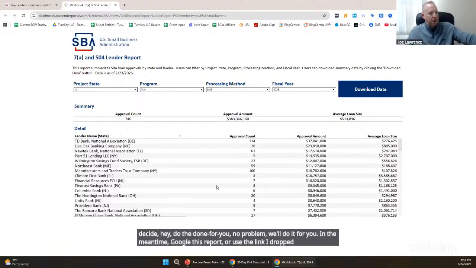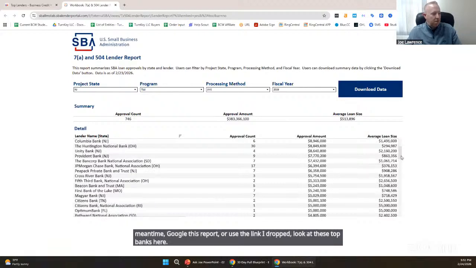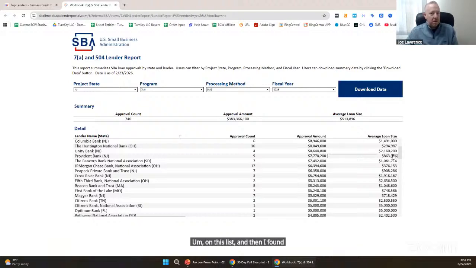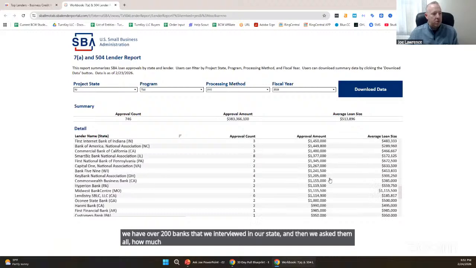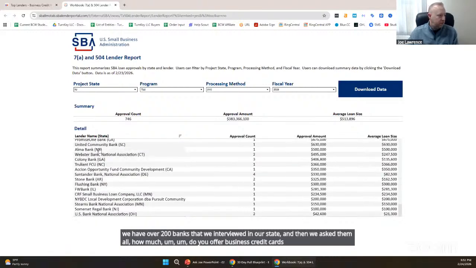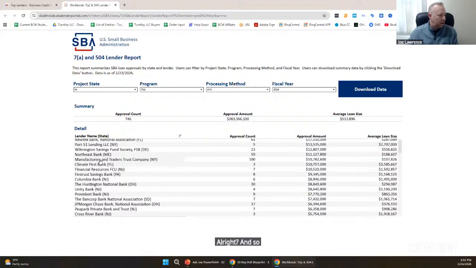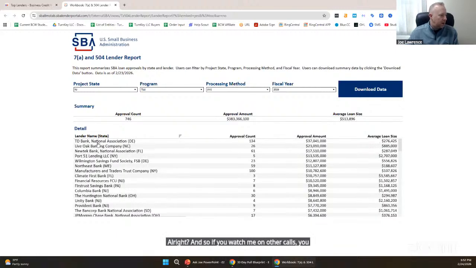Look at these top banks here. There's probably about 125 banks in New Jersey on this list. And then I found another 75 banks through our process. And so we have over 200 banks that we interviewed in our state. And we asked them all, do you offer business credit cards? Right? And if you watch me on other calls, you could see that I've done this live, right?